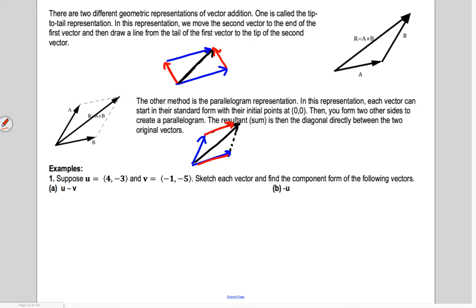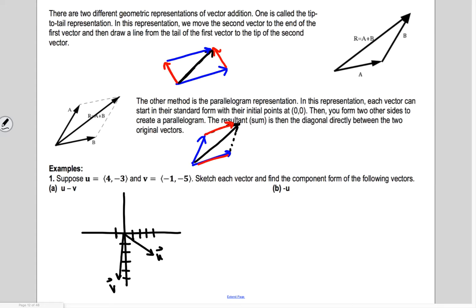All right, so next one. So if I have u is 4, negative 3, so let's kind of practice this sketching. So 4, negative 3, just like that. And we have v is negative 1, negative 5 is here. Oops, got a little crazy on that one. Still doesn't quite look like 1, 2, 3, 4, 5. More like that. So I have my u and my v.